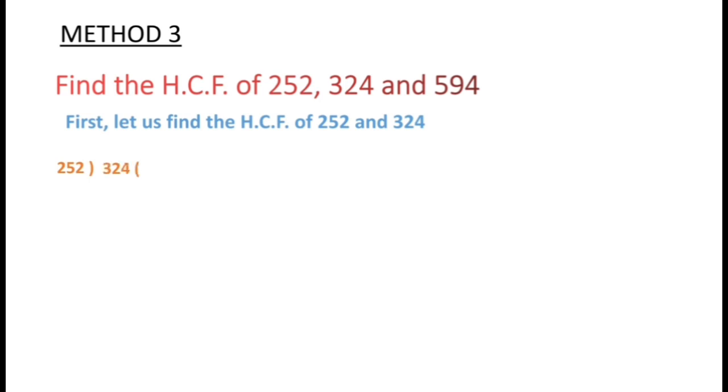Now how many times do we get 252 in 324? We will not get it. So 252 ones are 252. What we will do? 4 minus 2 is 2. 2 minus 5 is not possible. So we will take borrow from 3. 3 will become 2. 2 will become 12. 12 minus 5, 7. 4 minus 2, 2. The answer will be 72. Now that's it. The division is over.